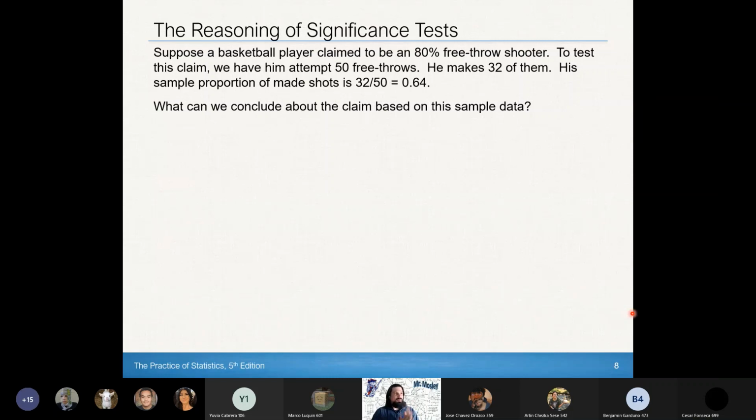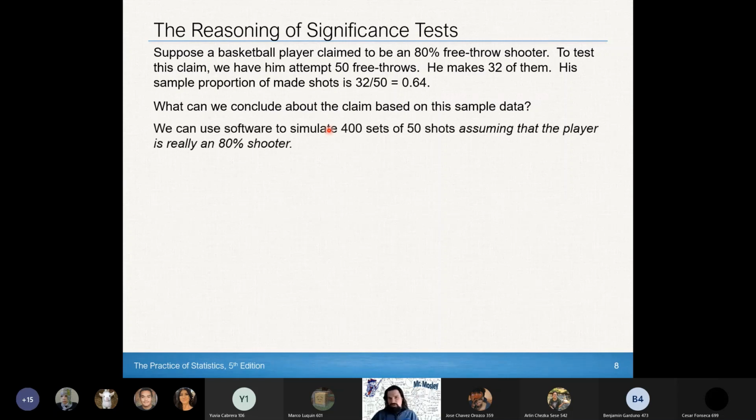So suppose a basketball player claimed to be an 80% free throw shooter. To test this claim, we have him attempt 50 free throws. He makes 32. His sample proportion of made shots is 32 out of 50, or 0.64. What can we conclude about the claim based on this sample data?